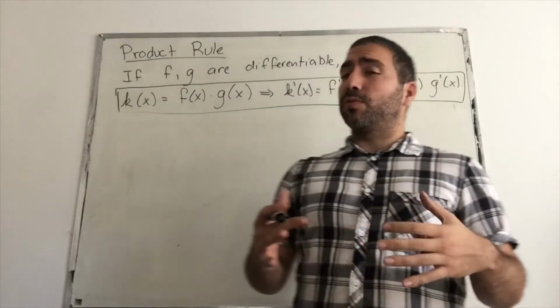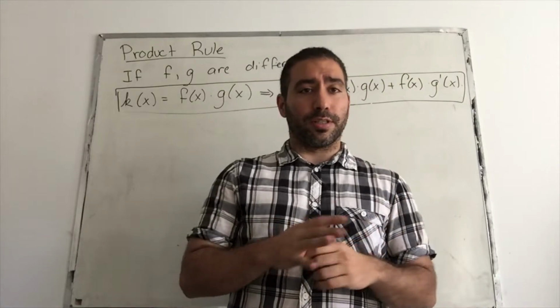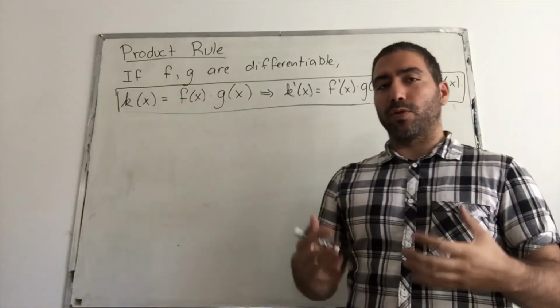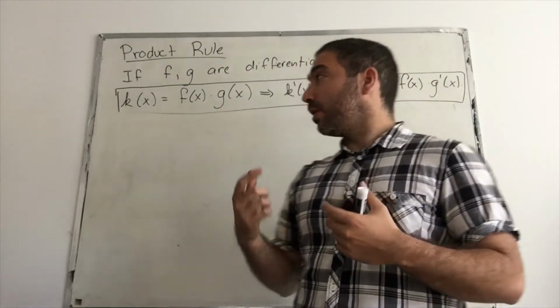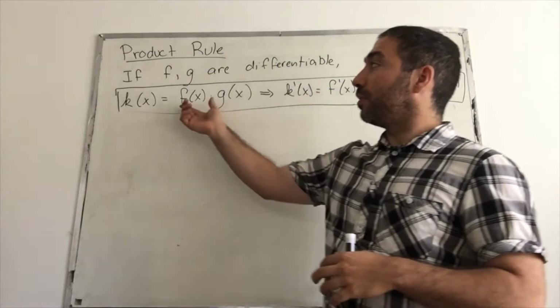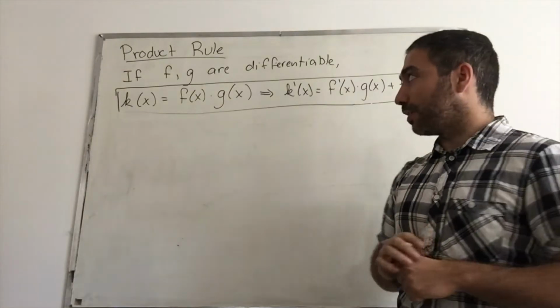Up until this moment, we've been dealing with the derivative of functions individually. We've never had a multiplication of two functions. We had a multiplication of constants, but now we're dealing with the multiplication of two functions. So you have to catch that difference.